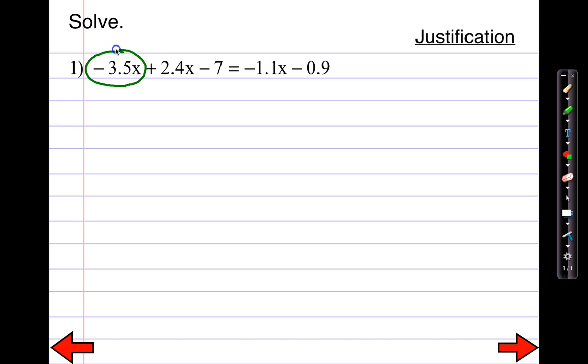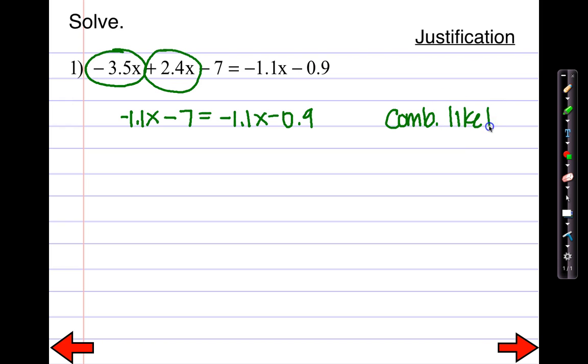So I'm going to go ahead and combine a -3 5/10 with a +2 4/10. I'm going to first check to see if I have more negatives or positives. I definitely have more negatives, so I'm going to end up with -1 1/10 x. Here I'm just going to bring down the -7 equals -1.1 x minus 0.9. So because I went ahead and combined like terms, my justification is I combine like terms. And I'm just going to, in the future, abbreviate it SCLT. So hopefully you know that means combine like terms.